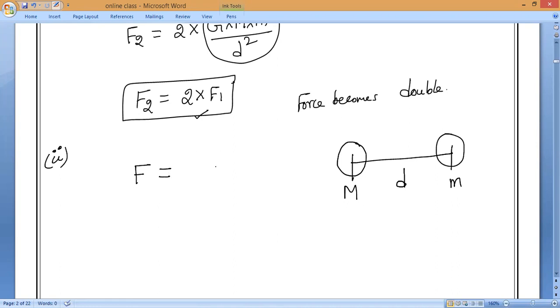Tell me. F is equal to capital G into... formula also don't know, Mr. Kaushik. Please leave from the meeting, Kaushik. You and Ashwin Balaji also, I don't want.